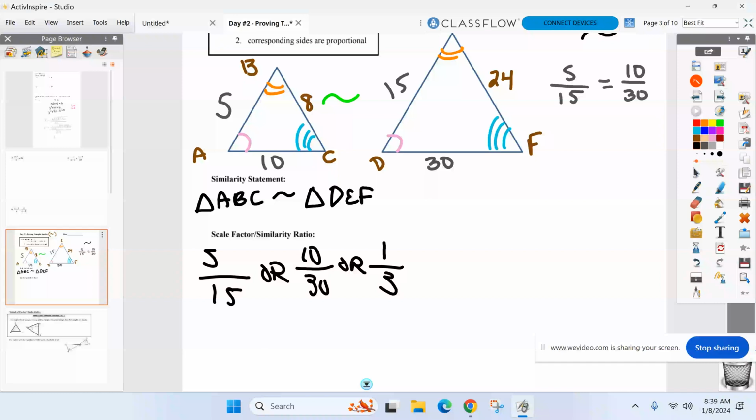All right, anything up there? What happens when two triangles are similar? We spent months on this.